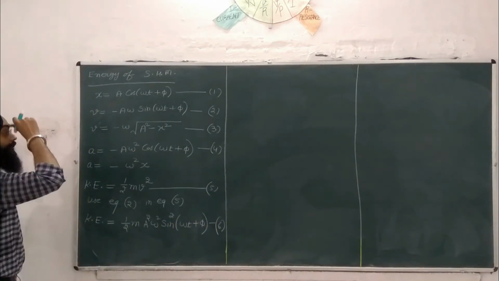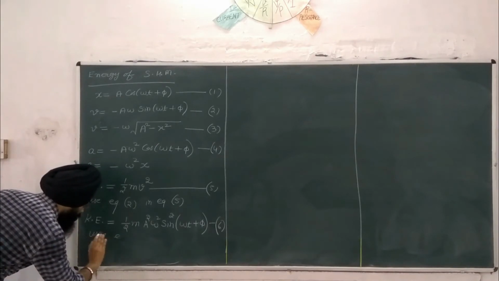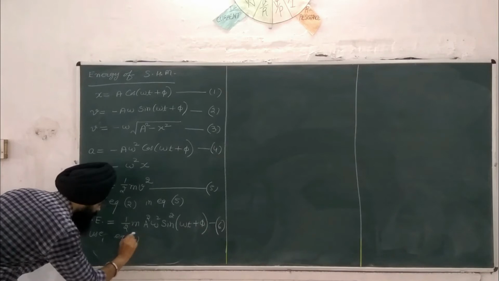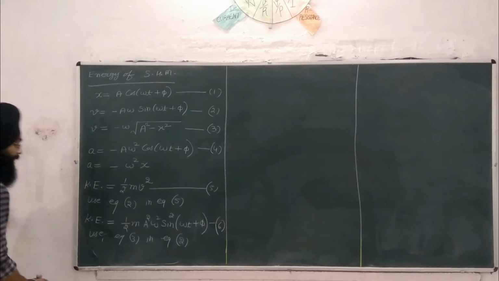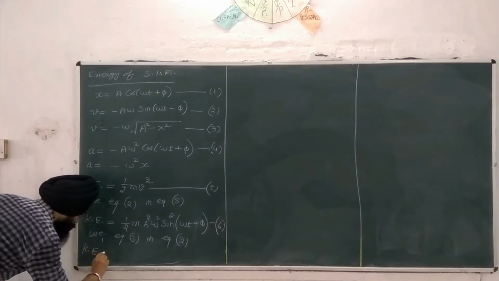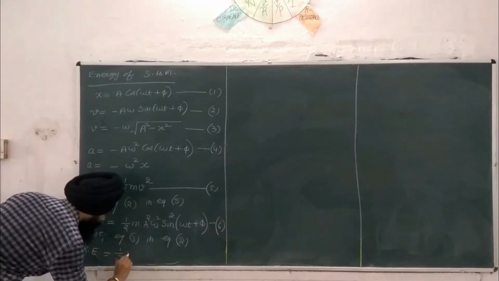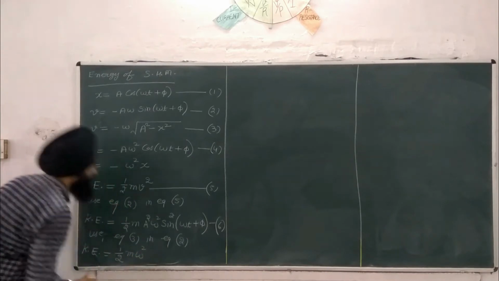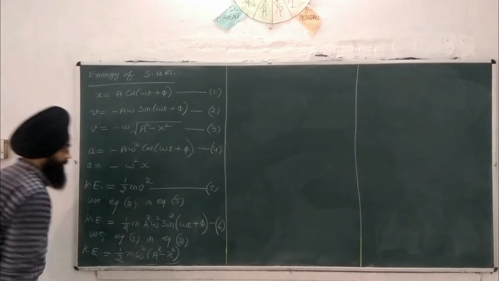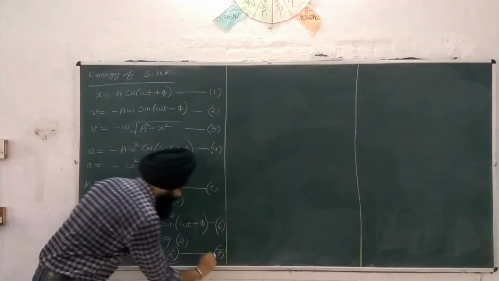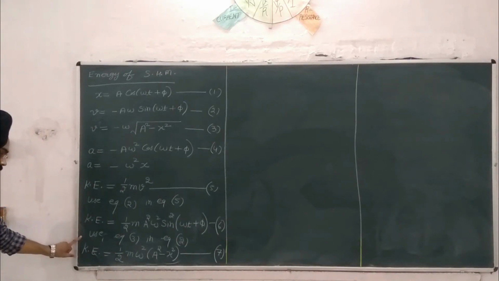If I put the value of equation number 3 in equation number 2, we get the kinetic energy equal to half m v square, and v square means half m omega square into A square minus x square. Let it be equation number 7. So we have two expressions for the kinetic energy, equation number 6 and equation number 7.